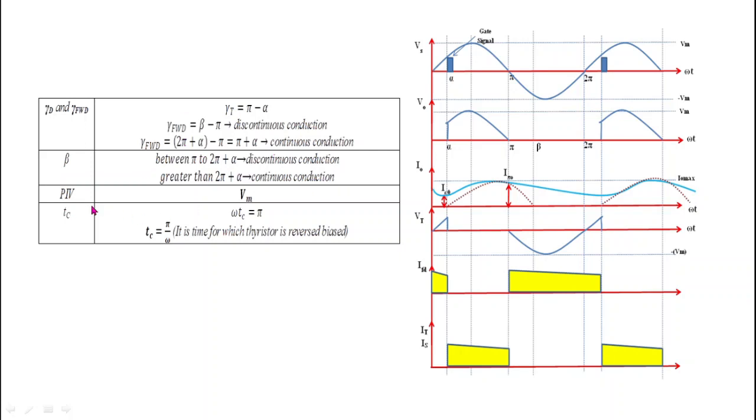What is peak inverse voltage? That is simply equal to Vm. It is the maximum reverse voltage, and here we can clearly see that it is equal to Vm.